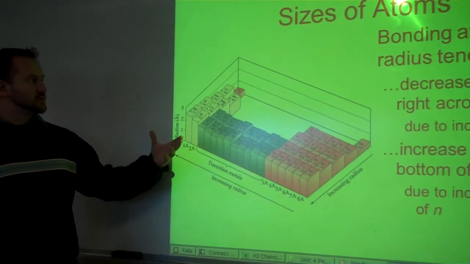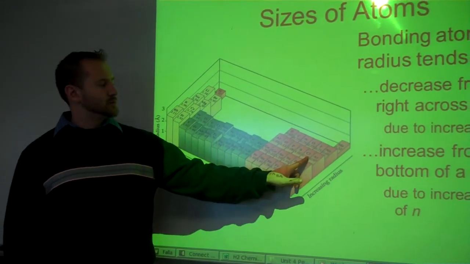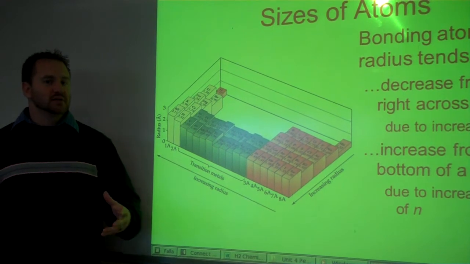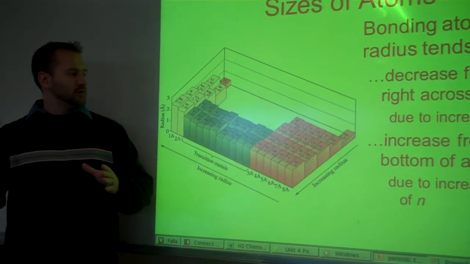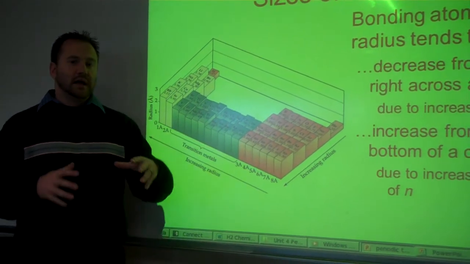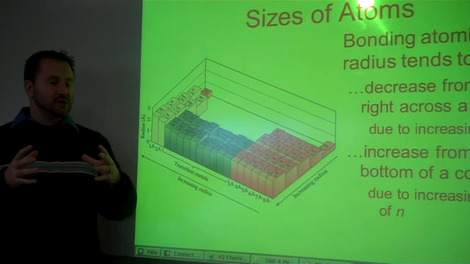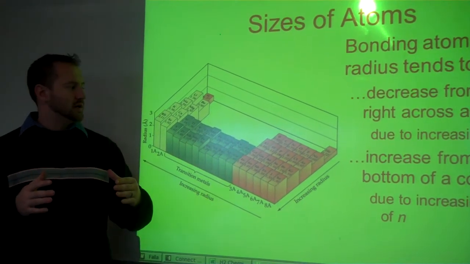So the two trends that you observe. As you go from left to right across a row, the atoms become smaller. This is because the nucleus has one more proton with each element you go over than the previous one, which means that it will pull the electrons in closer. So the stronger the nuclear charge, the more it will pull the electrons in.